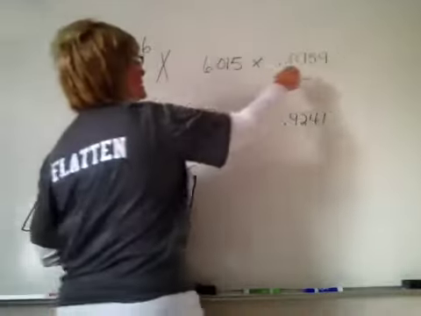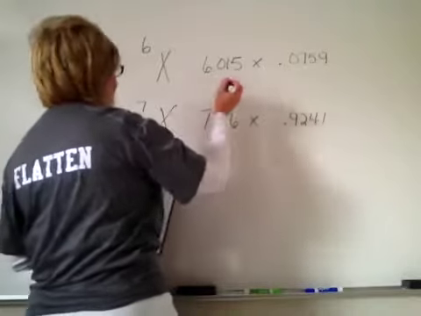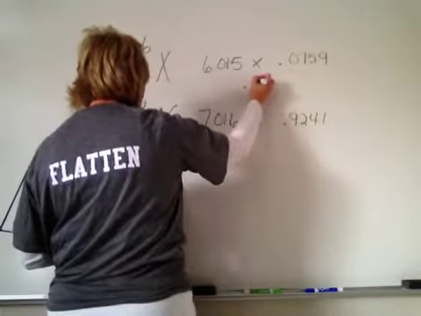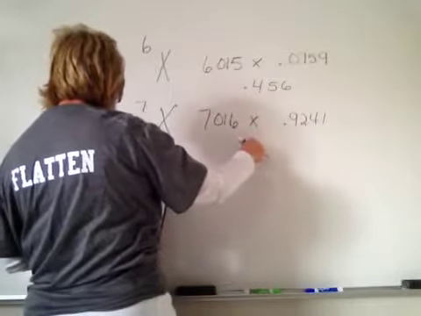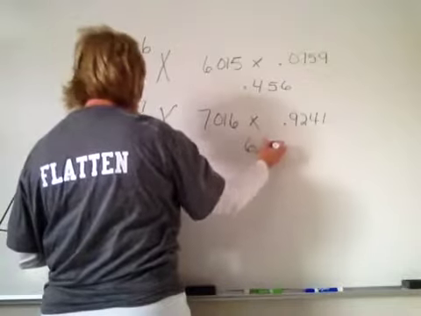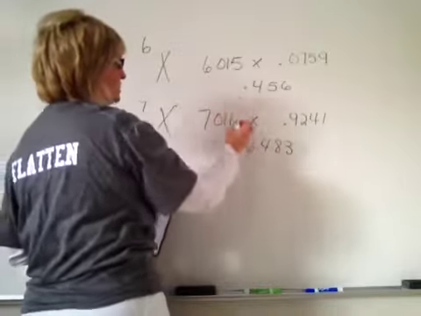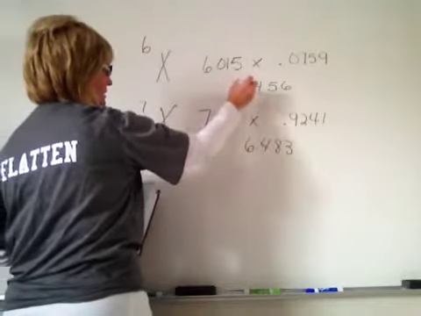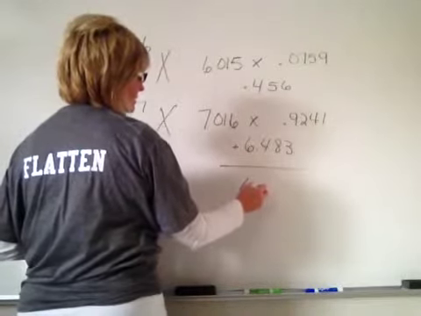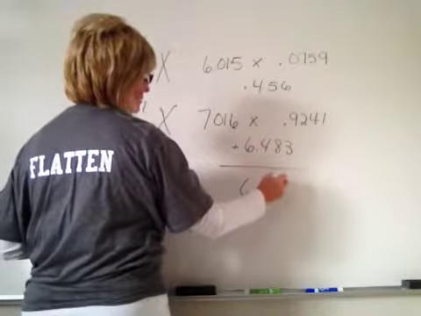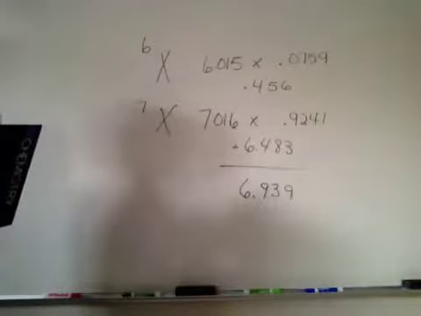So I take my mass times my abundance. And did they do that for me? They did. So I get 0.456. And for this one, I get 6.483. And then what do I do with those two numbers? Add them together. So I take this plus this gives me 6.939. Yep. That would be my atomic mass.